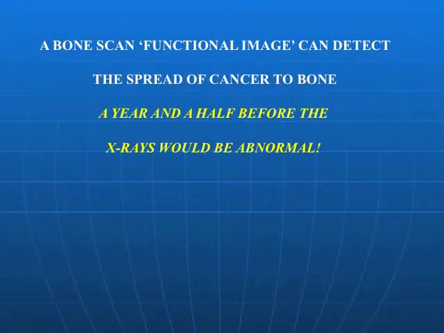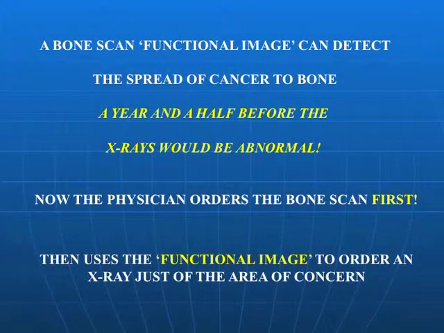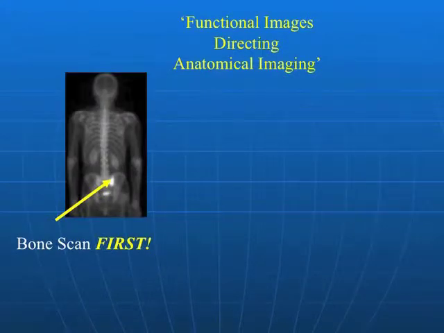So nowadays what physicians do in the nuclear medicine functional imaging era is they order the bone scan first, and then they use that to direct the subsequent investigation, which in that case would be, for example, to order an x-ray, but just an x-ray of the area of concern. And so here we see a bone scan. This is an example of an abnormality in the sacroiliac joint on the right side. Now, bone scans are very sensitive. They're not always very specific, and so that could be other things, arthritis and so on.